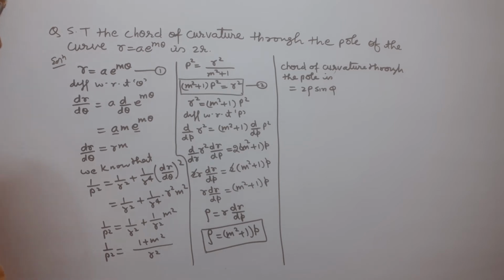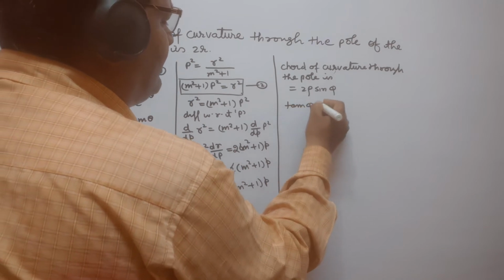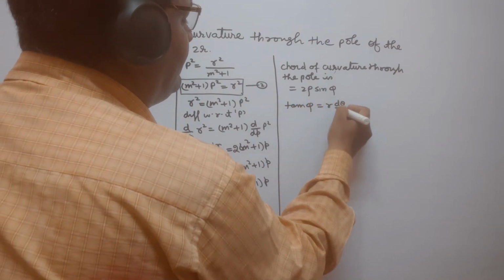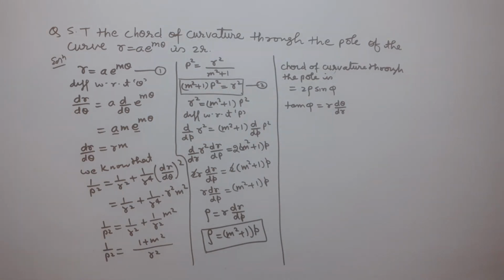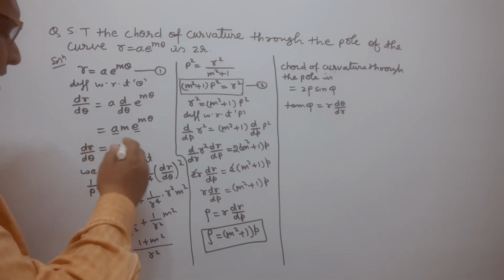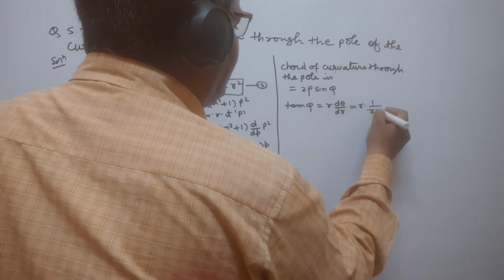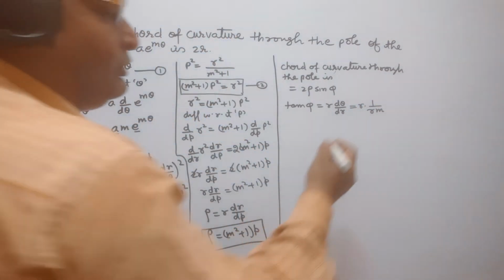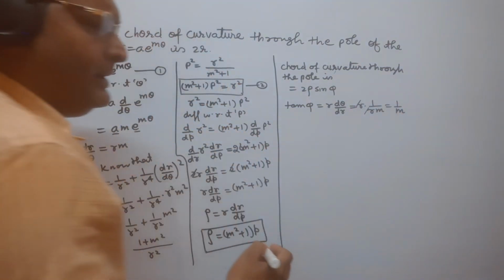So we know that since tan phi is equal to r d theta upon dr, and from here we can see dr by d theta is equal to rm. So d theta upon dr is equal to 1 upon rm. So we put here value of d theta by dr, so this is 1 upon rm. So this r cancels by this r. So we get here 1 by m.